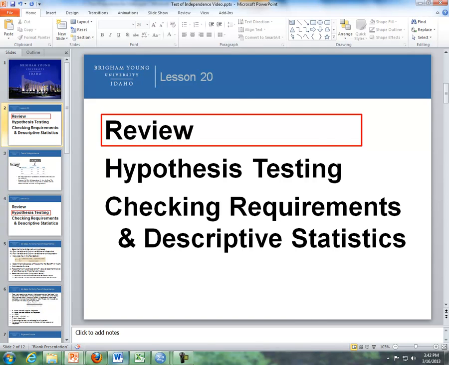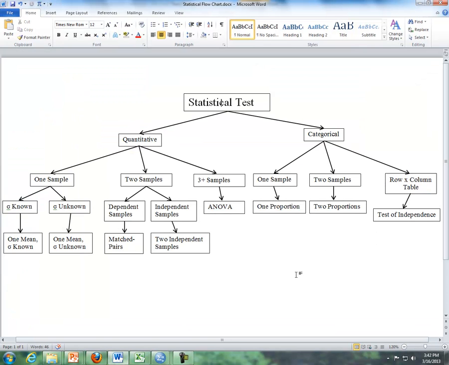Okay, so first of all, let's review. This here represents a flow chart or a flow diagram of all the things that we've covered in Unit 2 and Unit 3. I'm bringing this up because for the next test, anything in Unit 2 and Unit 3 is fair game, with Unit 3 being more of an emphasis. But let's review a little bit what we've seen in Unit 2.